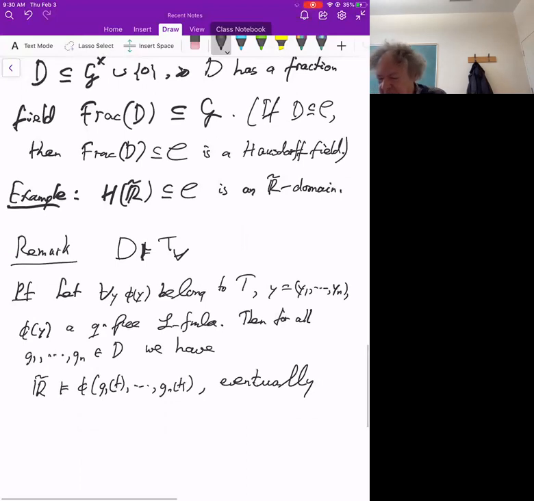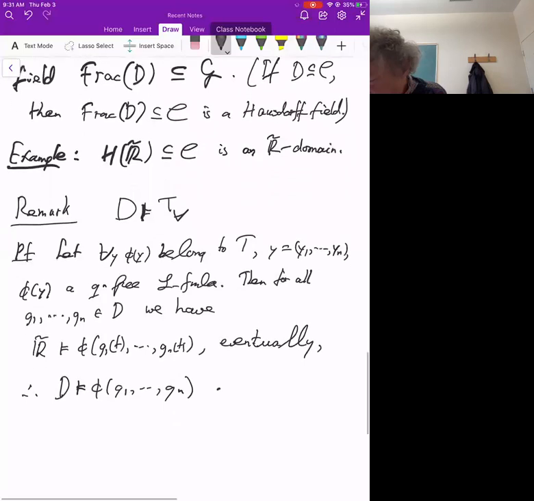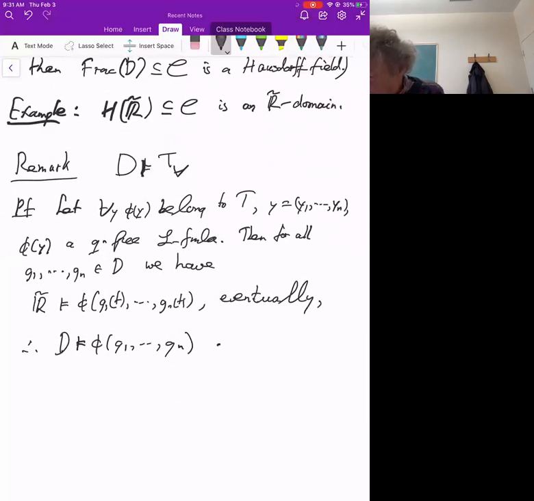But if you think about what that means, therefore it follows that in D you have phi(g1, ..., gn). We made D into an L structure, so we can ask whether this is true. And if you go back to the definitions, you see that this is simply the same as saying that R tilde satisfies phi(g1(t), ..., gn(t)) eventually. So this is suggestive. This means it should be possible to extend D to a model of T.